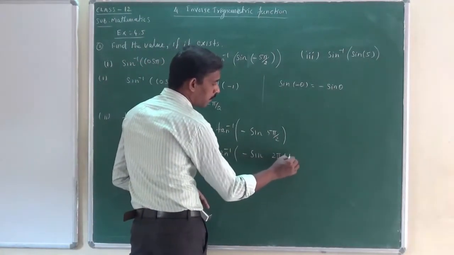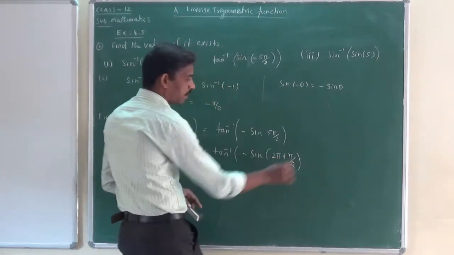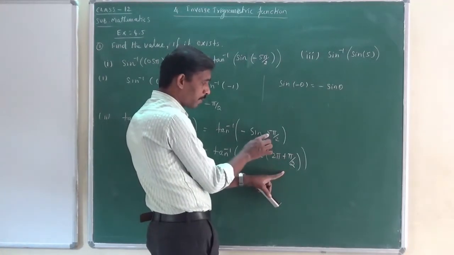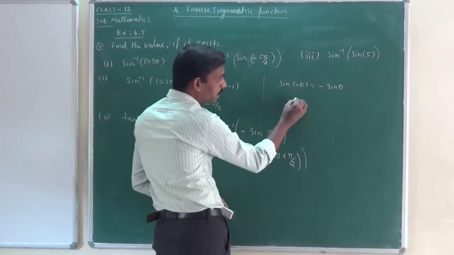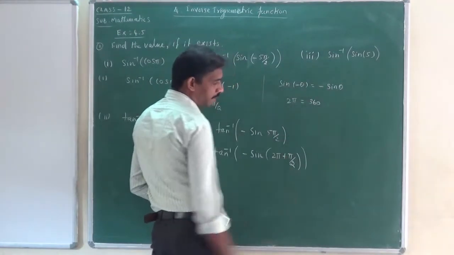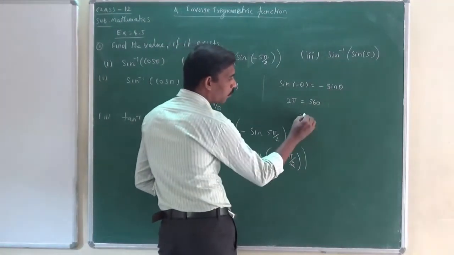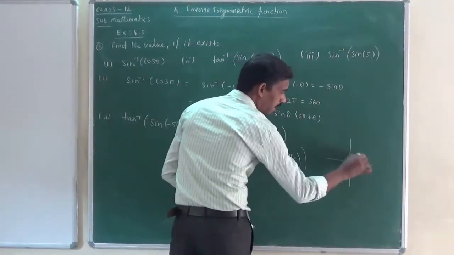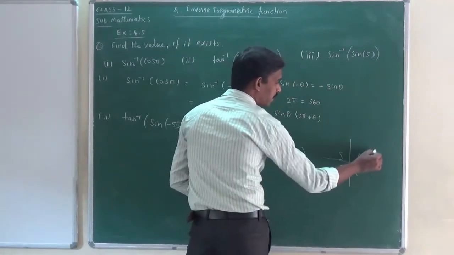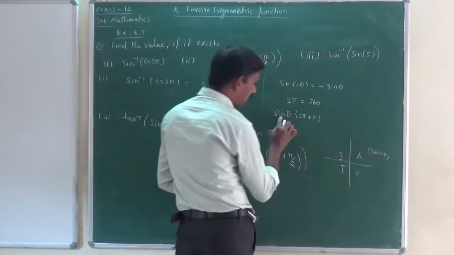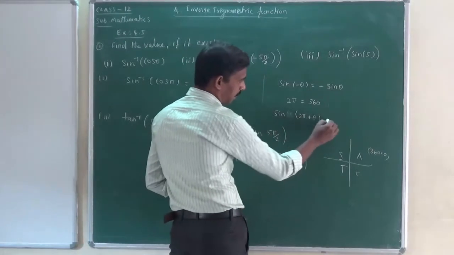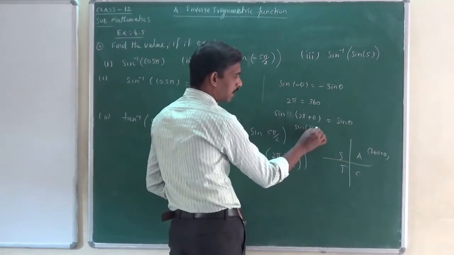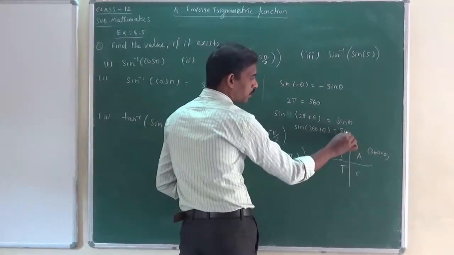Here 2 pi plus pi by 2. So we cross multiply this one. 2 twos are 4, so 4 pi plus pi, nothing but pi by 2. Here 2 pi is nothing but 360 degrees. So here 2 pi plus theta, according to the rule ASTC, this is 360 plus theta. Sine of 2 pi plus theta is equal to sine theta, that is sine of 360 plus theta is equal to sine theta.